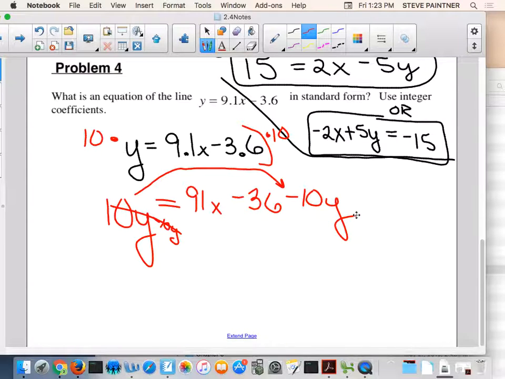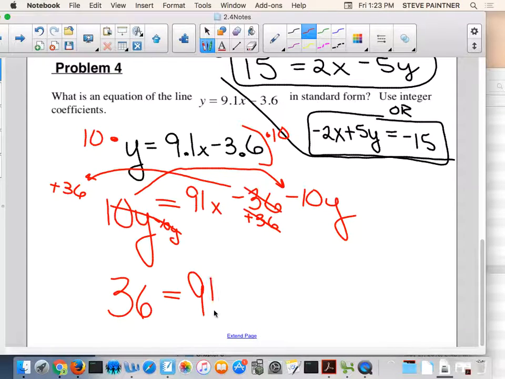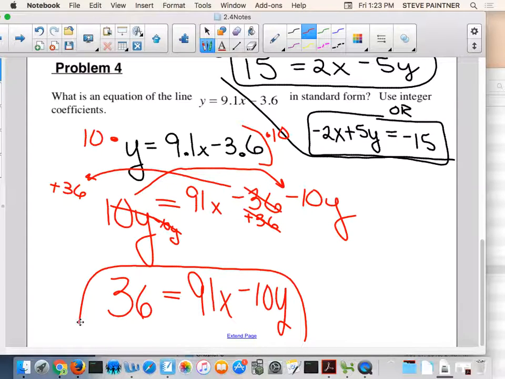Okay, how do you bring the 36 over here? Add 36. And you end up with 36 equals, this is gone, yeah? Okay. Decimals aren't too bad to work with, they really aren't.